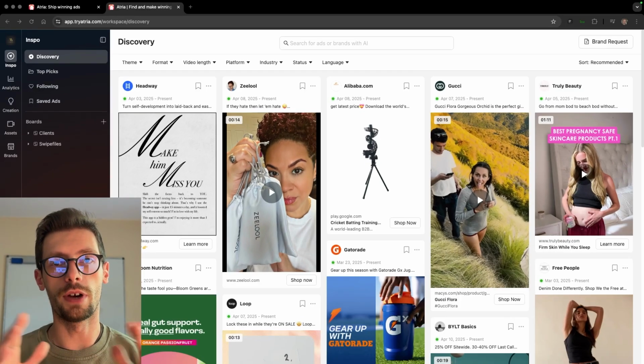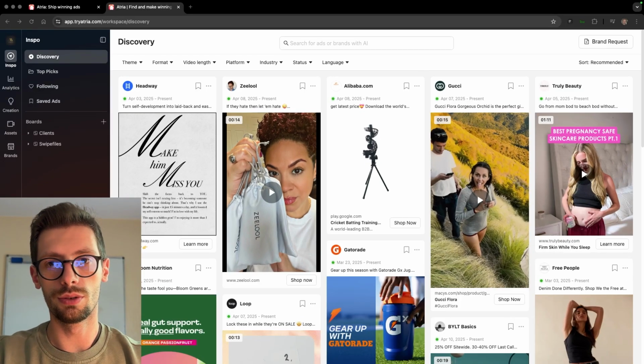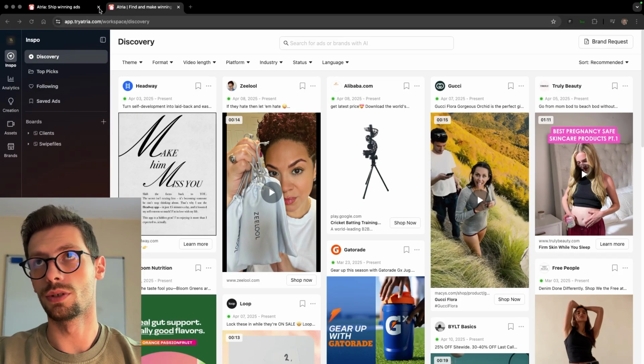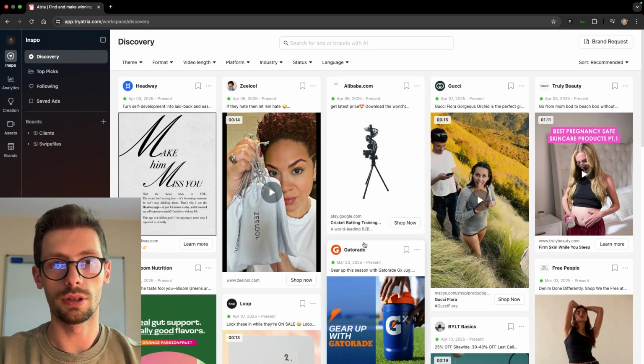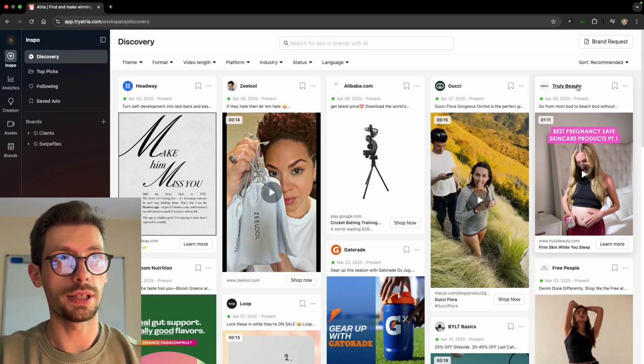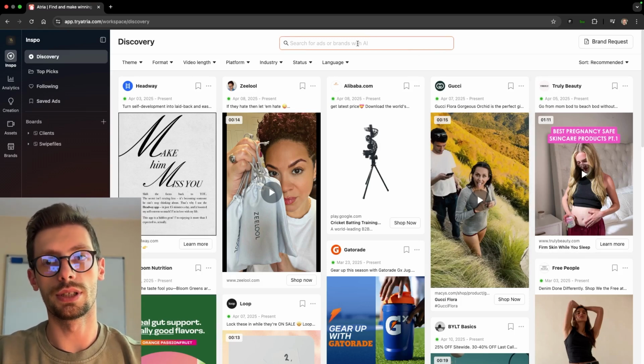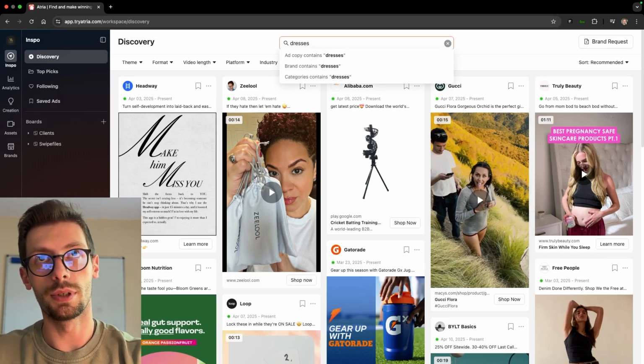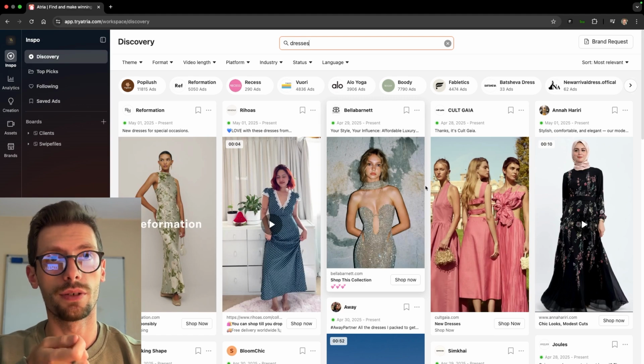So the first step: find competitor ads. I'm using a tool called Atria for that. You can also use Foreplay or any similar tool, AdSpy, whatever you use. This is a tool you can use to find winning competitor ads. So let's say you're selling fashion, let's say you're selling dresses, then you can just type in dresses and it will show you ads of dresses.